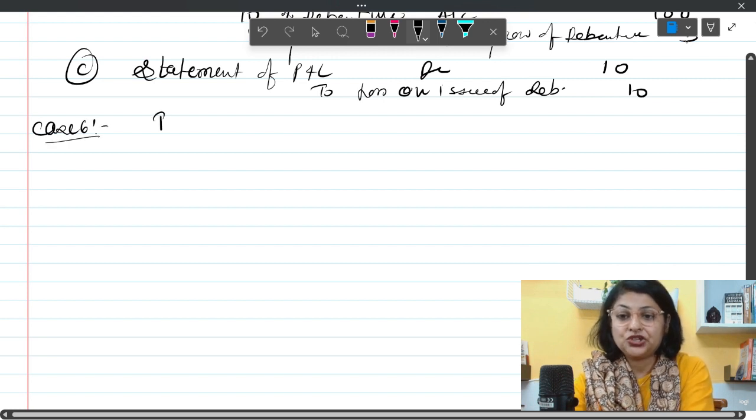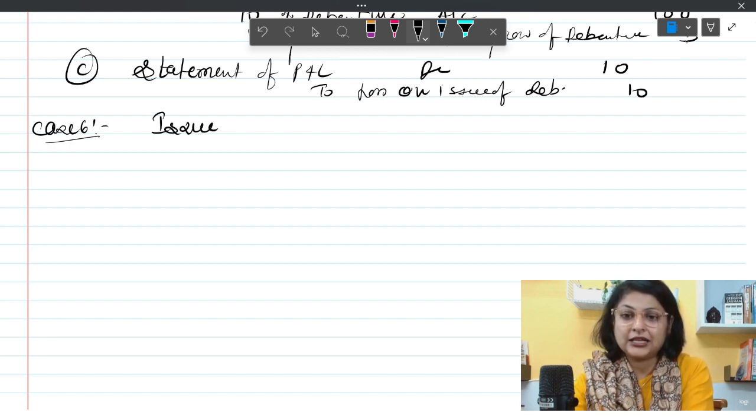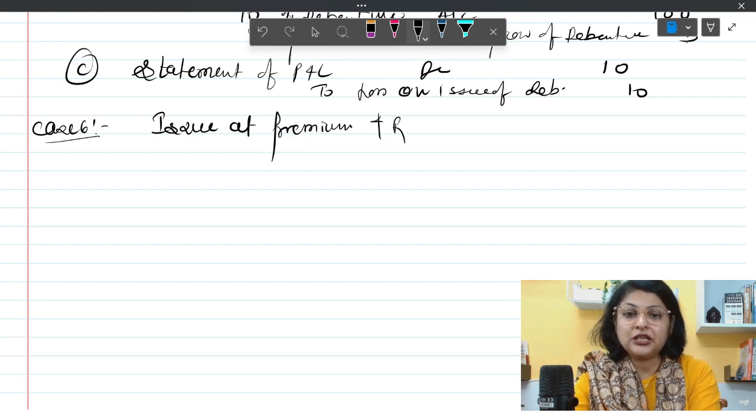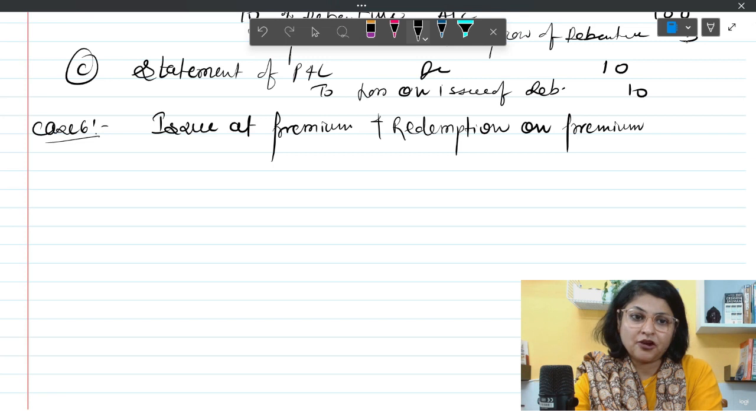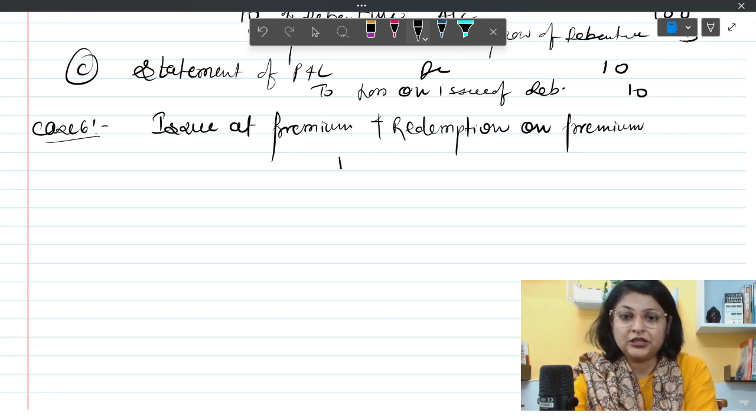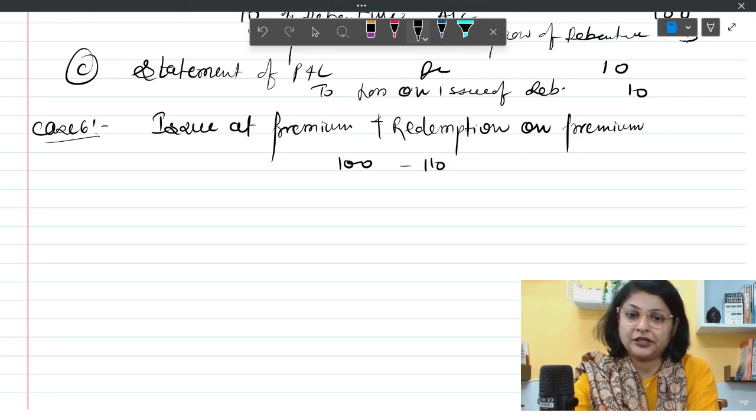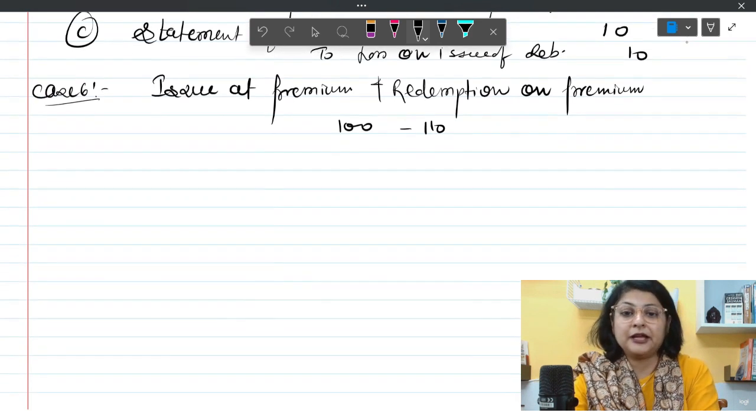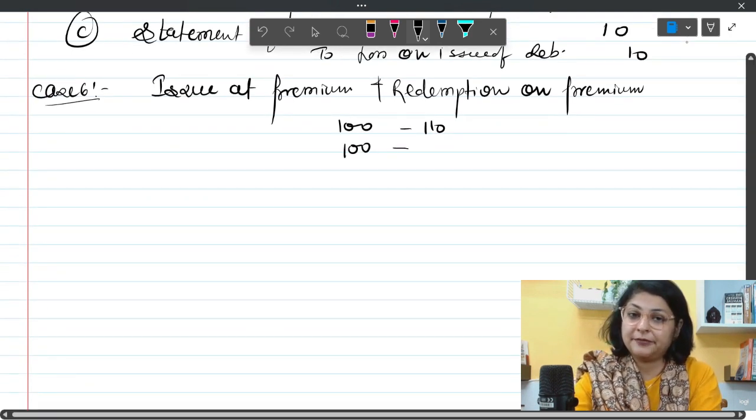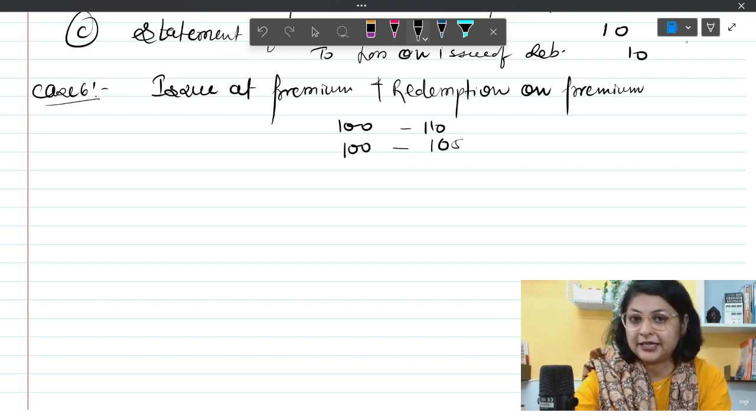if company issues debenture at premium, means company is taking more than the face value of debenture, and redemption is also done at premium. Now don't get confused with both the premiums. One premium is a profit for company. Company is issuing the 100 rupees debenture for 110 rupees while buying it back, maybe company is issuing the 100 rupees debenture for rupees 105 or maybe 110. It can be the same amount also.